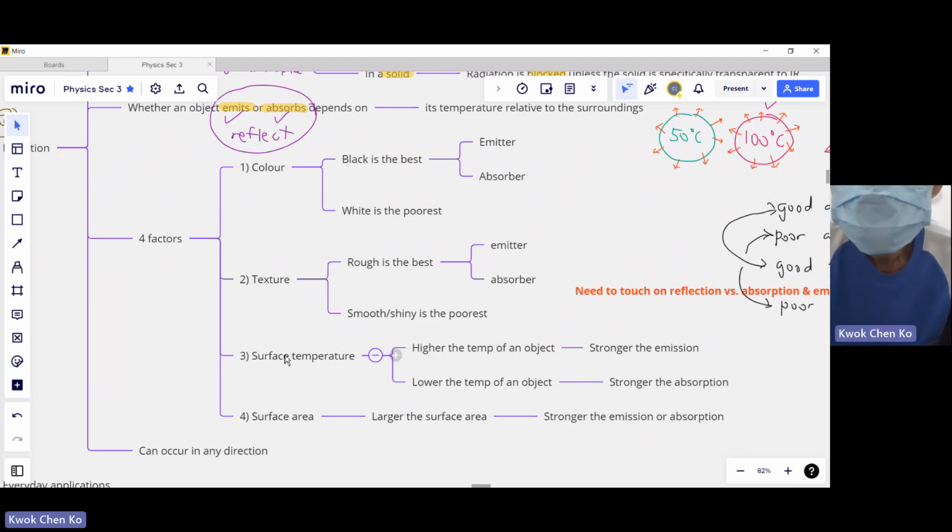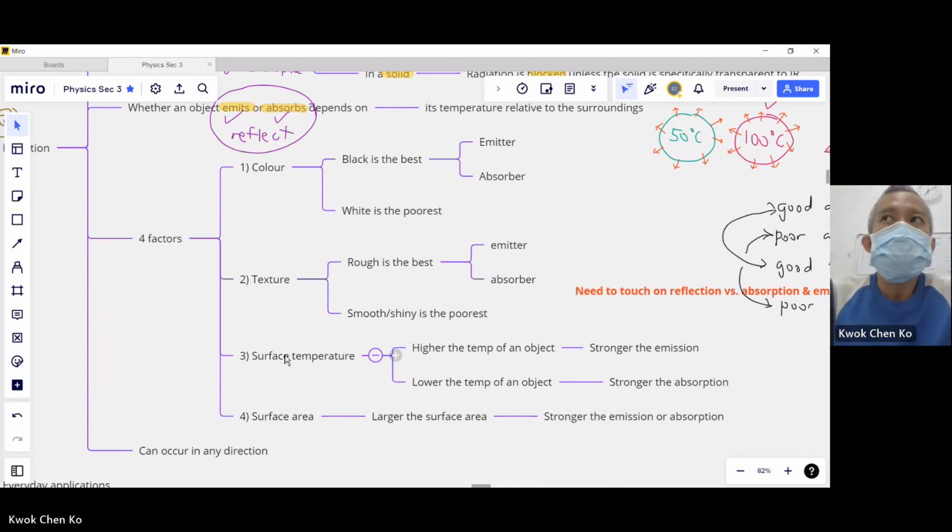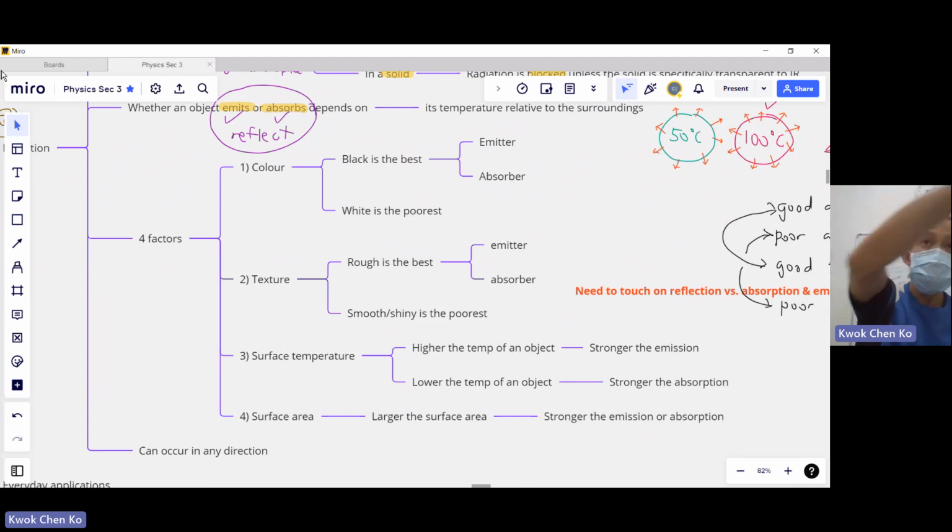What is texture? Think about it. What's the difference between a rough and smooth surface? Rough, under a microscope, also means there's a lot more surface area. Smooth is totally flat.